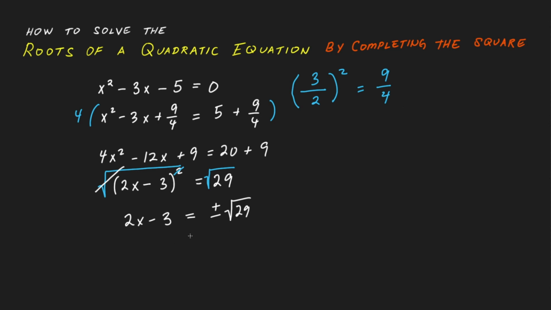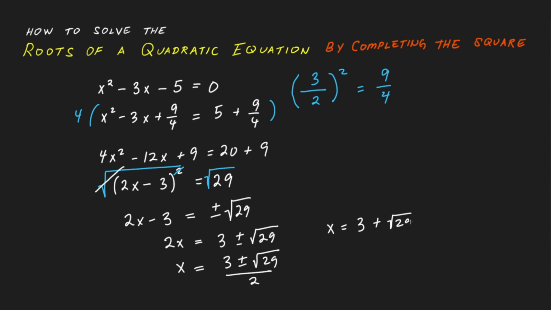Alright, from here, we just move the 3 to the other side. That becomes a positive 3. And right here, 2x. From here, we can just write x as 3 plus minus the square root of 29 all over 2. And there we go. Of course, if you want to write out our roots separately, you can do that. Our first root is going to be 3 plus the square root of 29 all over 2. And the other one being 3 minus the square root of 29 all over 2. And there we go.